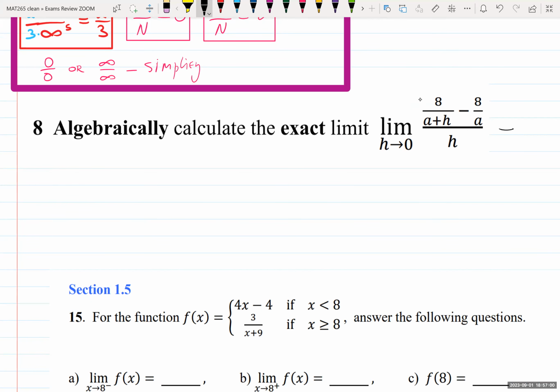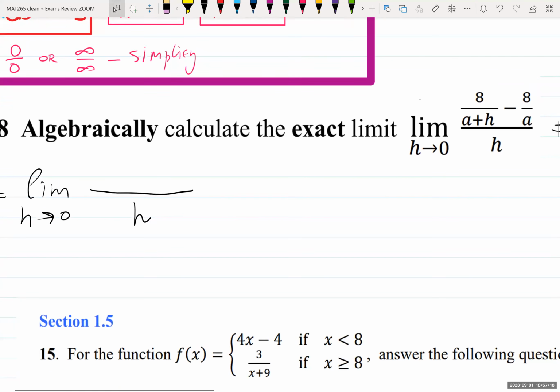So step 1: plug in, hope for the best. Maybe everything is fine. Yeah, it's not. So it's 0 over 0 case. Let's do something. You can also multiply by conjugate. Why would you do that? There's no square roots. In general, just try to simplify. And if you see 2 fractions, create a common denominator.